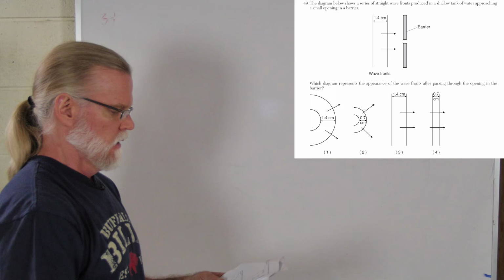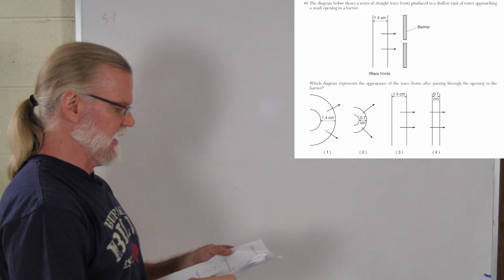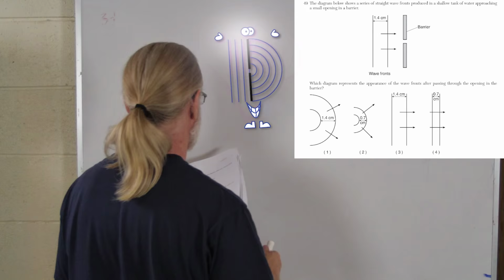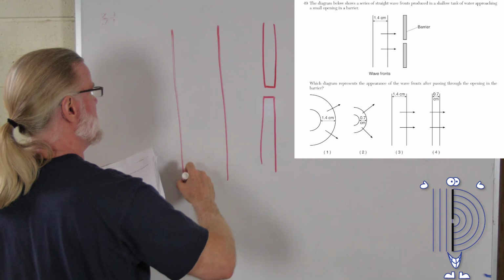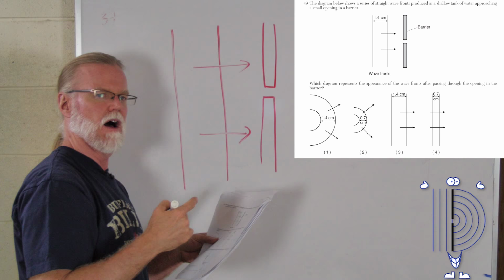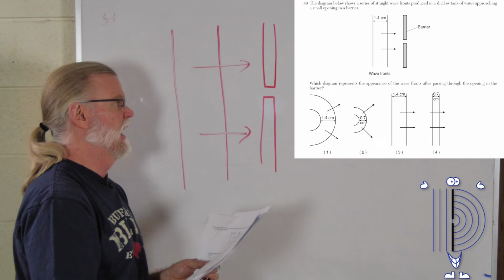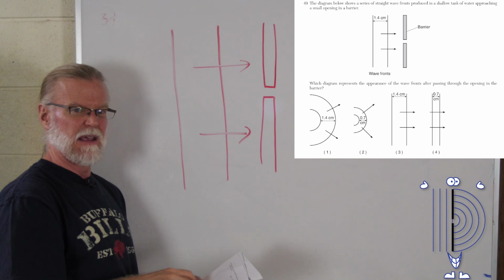Number four. Looking like diffraction, the first member of the cushion family. Here we have a barrier. And we have some waves impinging on the barrier, going like that. Is that a small opening or is that a large opening? Well, I could fit an entire pen cap and pen through there. Does that make it large?